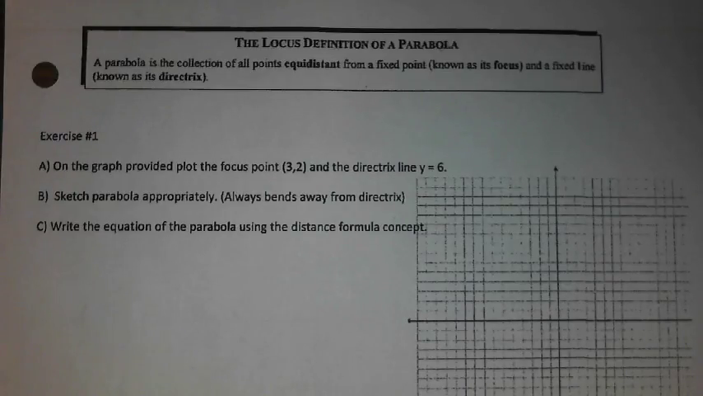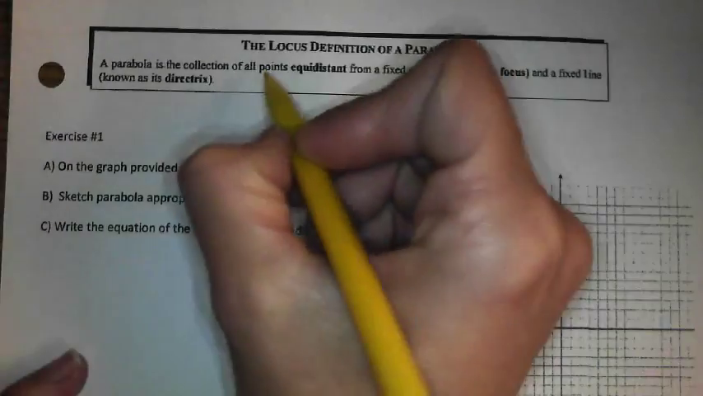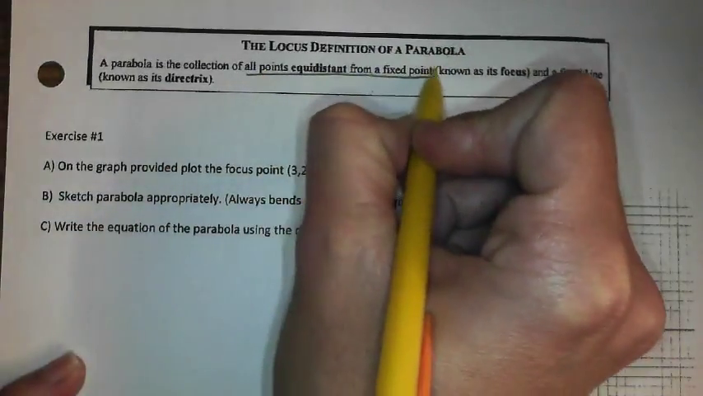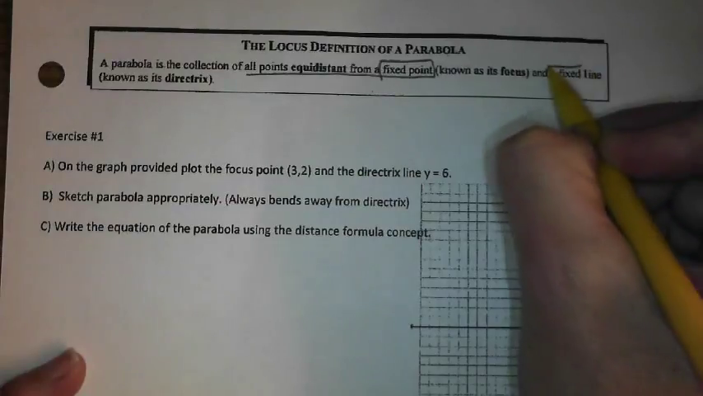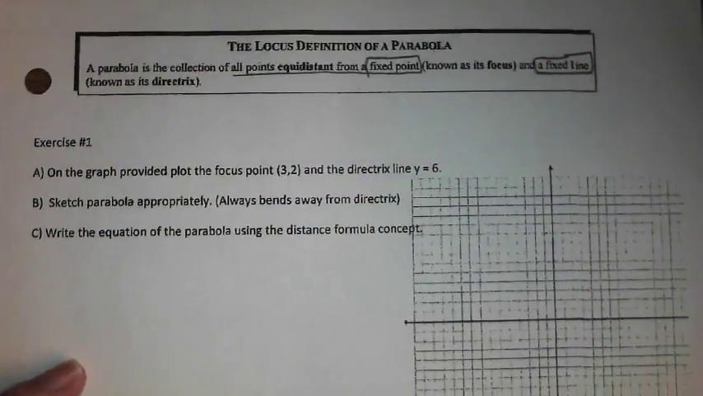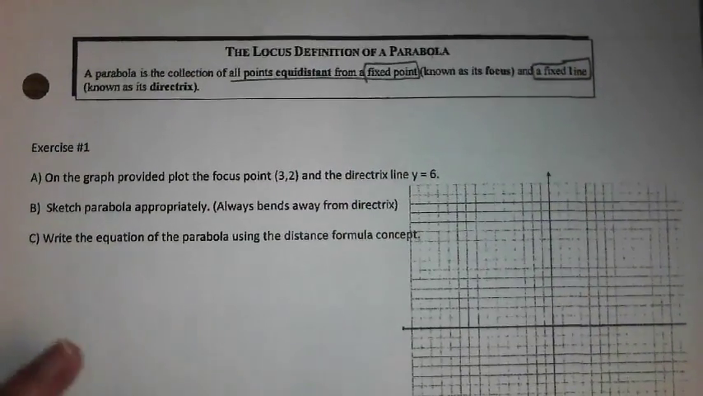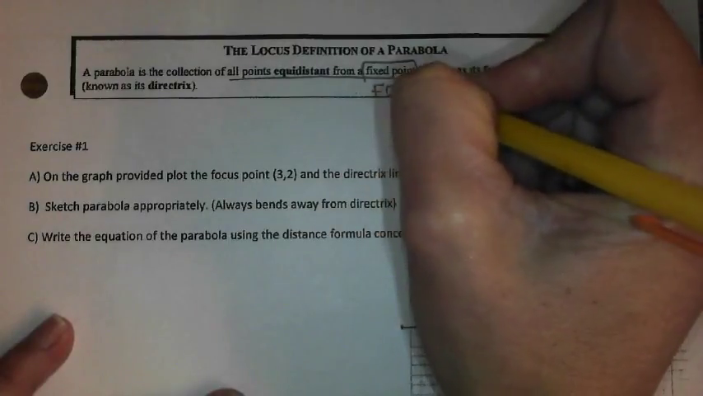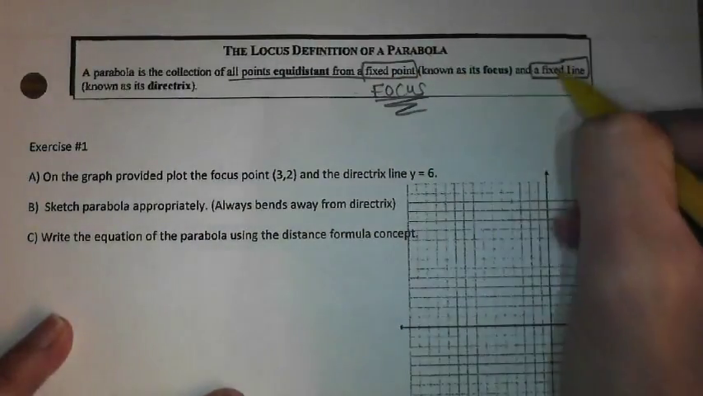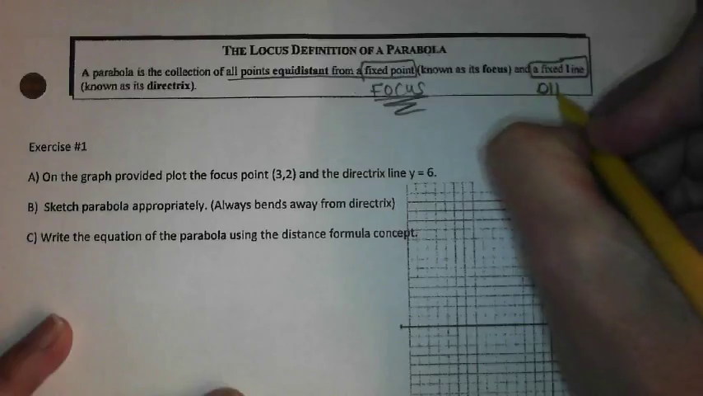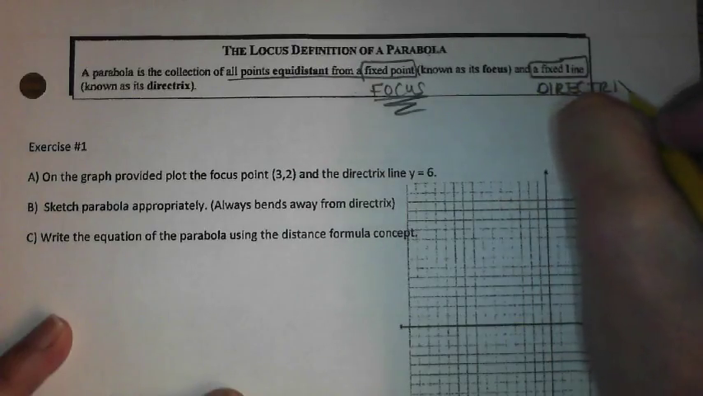What a parabola really is, that you guys have never been told, is it's all of the points that are equidistant, all the points equidistant from a fixed point and a fixed line. Okay? The fixed point is called the focus. The fixed line is called a directrix.